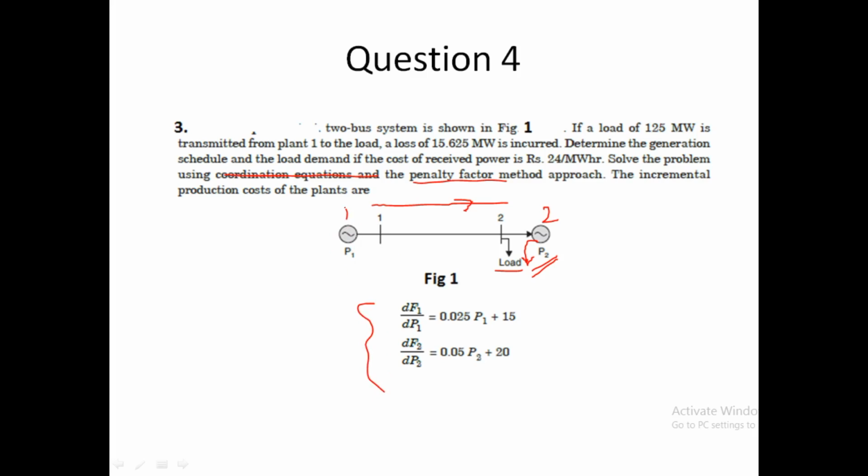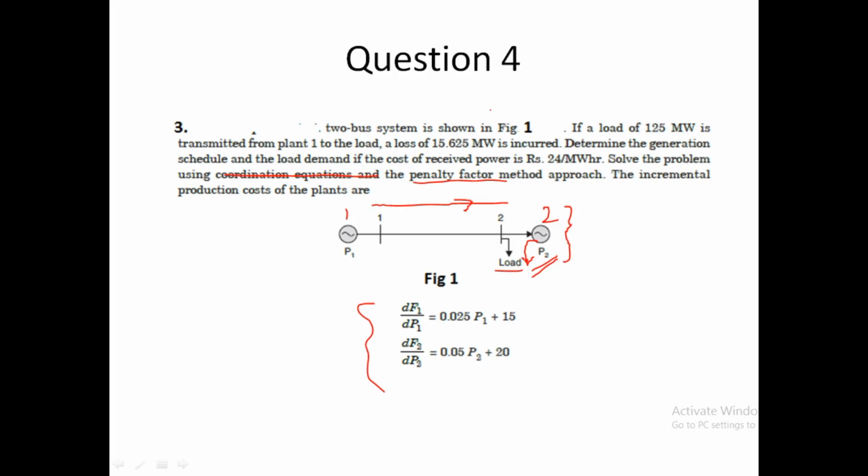So in this question, the load is concentrated here. That is the speciality of this question. From plant 1 to the load, if power is transmitted, there will be a loss. But from plant 2 to the load, there is no loss. That means the loss coefficients related to plant 2 will be equal to 0.